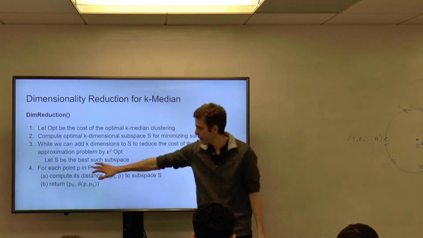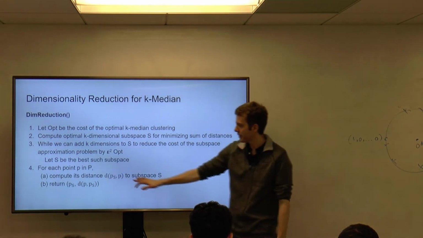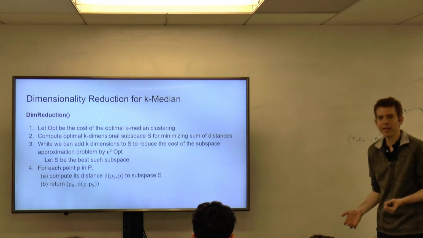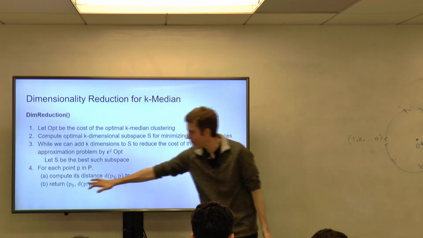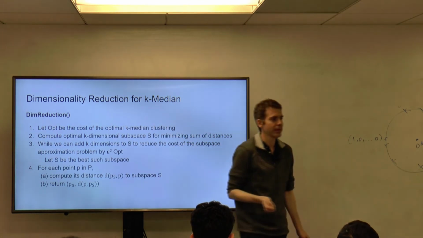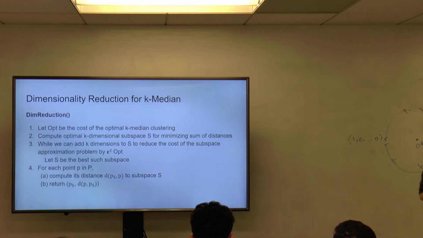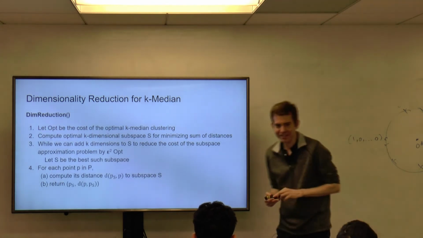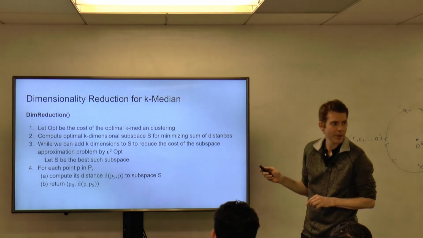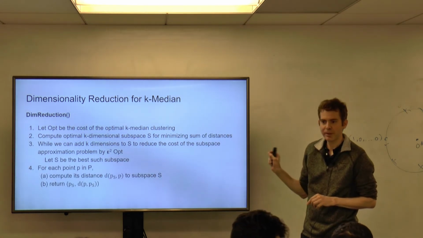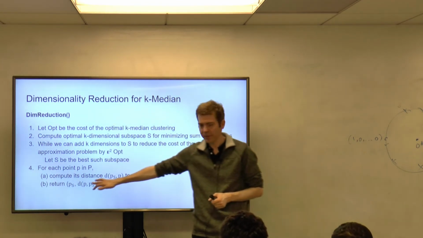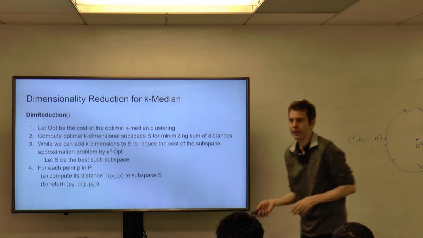For each point P in your point set, you compute its distance to the subspace. And now what are you going to return? Unlike before, you don't just return the projection of the point onto the subspace. You return the projection, comma, the distance of the point to the subspace. It's a pointwise fix. But let's see why it works. Is it clear how this fix is happening? We're adding one extra dimension, which is encoding the distance of the point to the subspace.